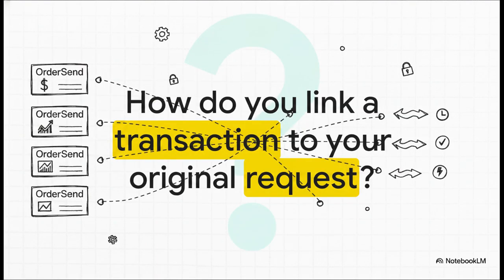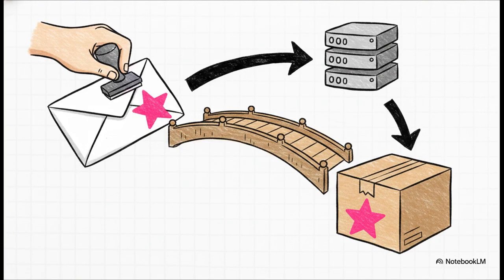Now, this whole asynchronous setup poses a pretty common developer problem, right? Let's say you're firing off multiple trades across different symbols. How do you actually link the server's incoming transaction back to your script's original OrderSend request? Like, how do you know which reply belongs to which specific order? The elegant solution to this is the request ID field.